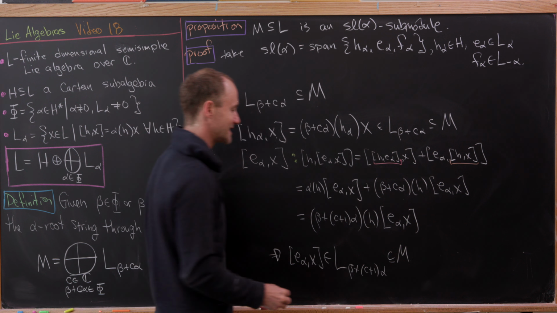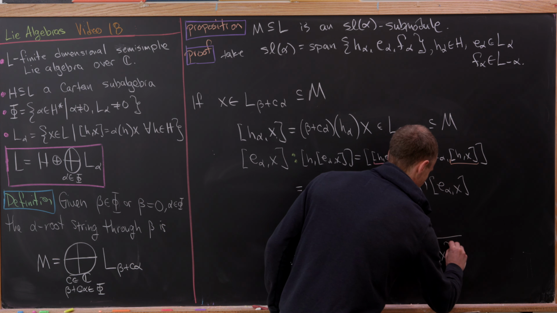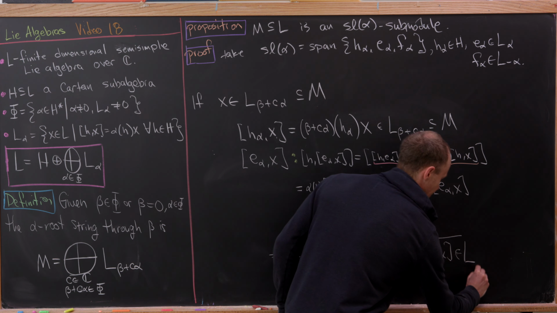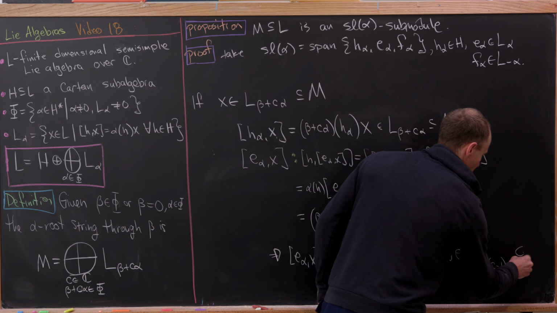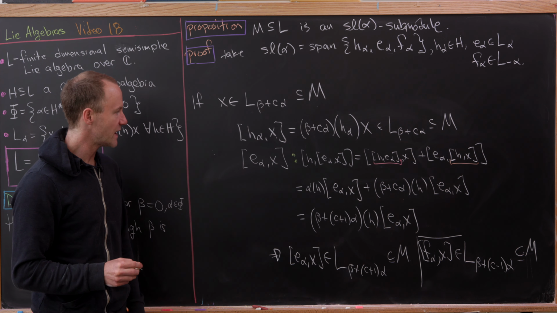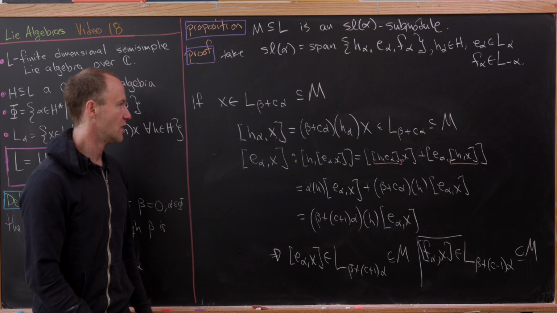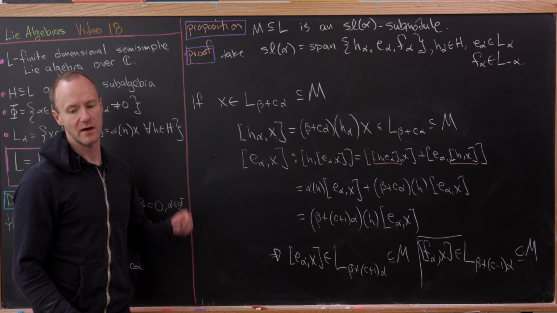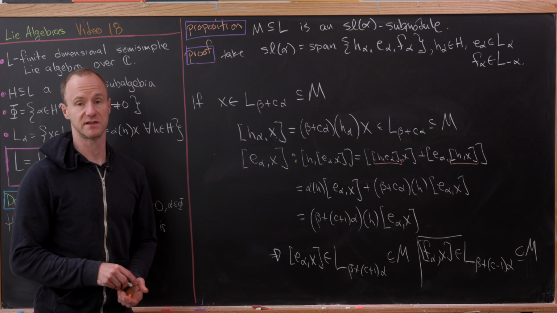Now you can do a really similar calculation to show that if you do the bracket of f alpha with h, you'll get something inside of L, let's see, it'll be beta plus c minus 1 alpha, which is again one of the components of M. So any way you slice it, if you bracket an element from SL alpha with an element from M, you get back inside of M. But that's exactly what we needed for M to be one of these SL alpha submodules.